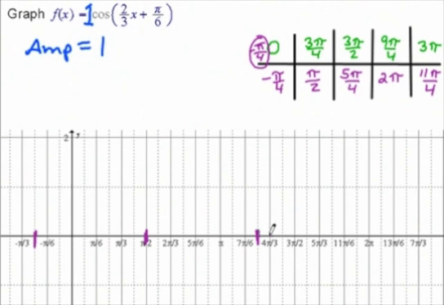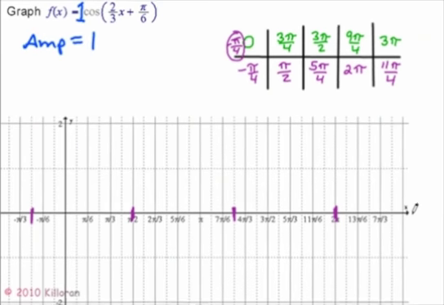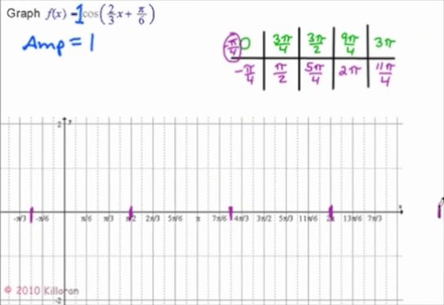And then another 9 will be 2 pi, obviously, I should have looked up. And then the last one will be another 9 away. It's going to be off the page, but 11 pi over 4 is way over here.